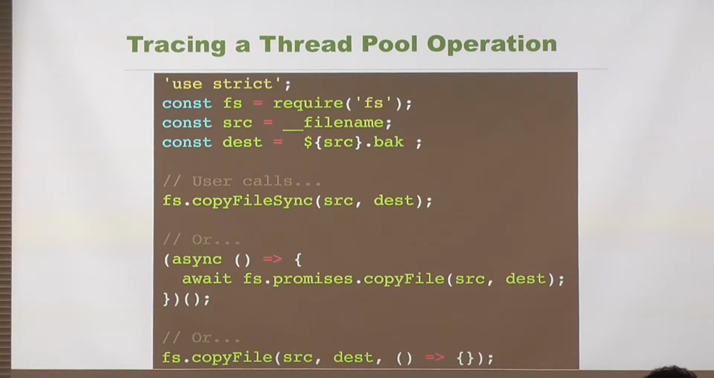So then the next thing I wanted to show you is I wanted to trace some JavaScript code all the way down into the libuv thread pool. What this slide shows is 3 different ways of performing a copyFile operation in Node. The first one is a synchronous operation that blocks the event loop. The second one is using async await and promises. That's in the FS module as an experimental feature. If you didn't know about it, I would suggest checking it out. And then the final one is just the old callback-based copyFile mechanism.